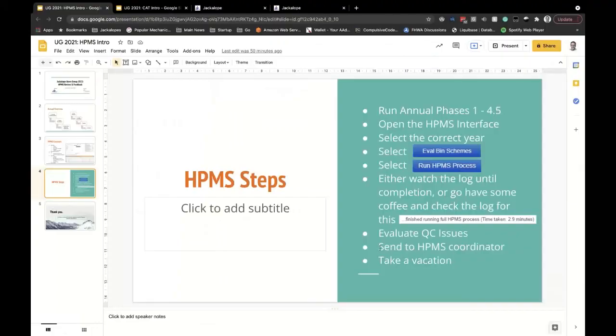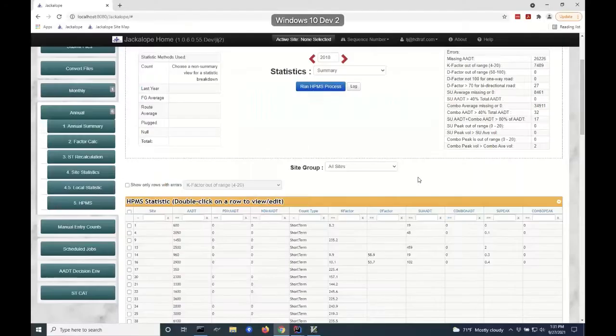And after you're done with the QC issues, you send it to your HPMS coordinator and you hide under your desk. No, just kidding. You don't do that. But basically, hopefully that's it. Frequently, they come back with stuff, but depending on how your state goes, hopefully that's the end of it.